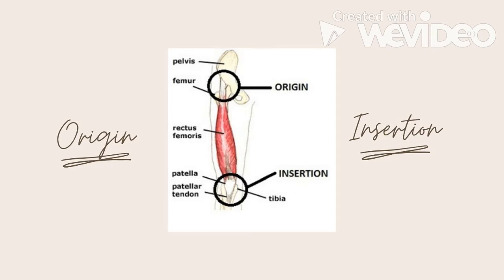The insertion is usually distal, or further away from the body, while the origin is proximal, or closer to the body relative to the insertion. So when you contract or flex your muscles, the insertion pulls toward the origin, which completes the movement.